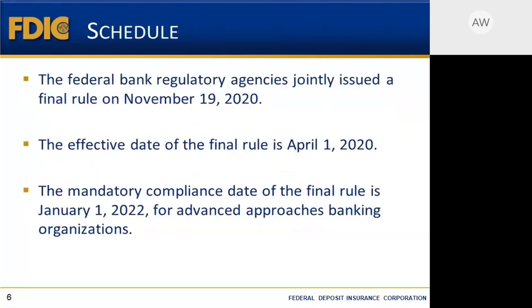The federal bank regulatory agencies jointly issued a final rule on November 19, 2020, although it was published in the Federal Register somewhat later. The effective date of the final rule is April 1st, 2020. That means that early adopters can start to use SA-CCR starting from April 1st, 2020. The mandatory compliance date of the final rule is January 1st, 2020 for advanced approaches banking organizations. As I mentioned before, for non-advanced approaches banking organizations, there is a choice of whether to stay the same or transition to SA-CCR.